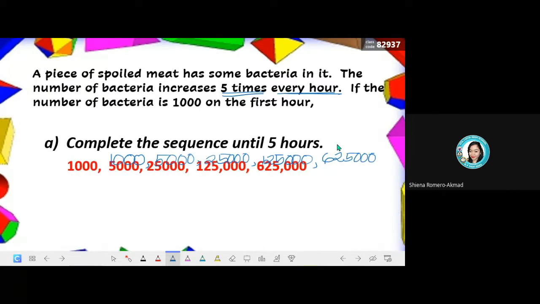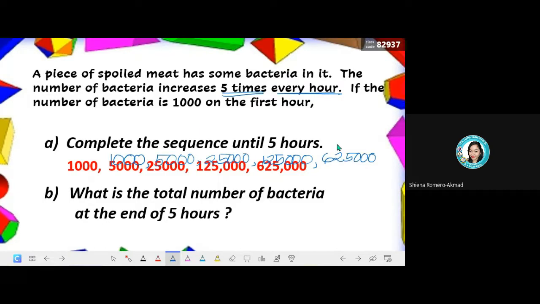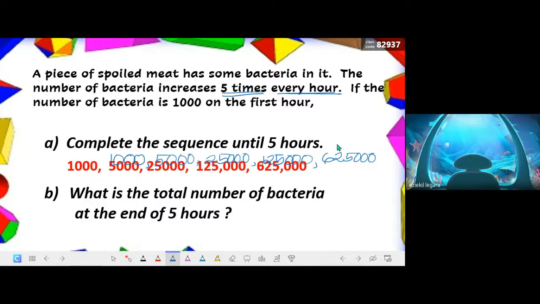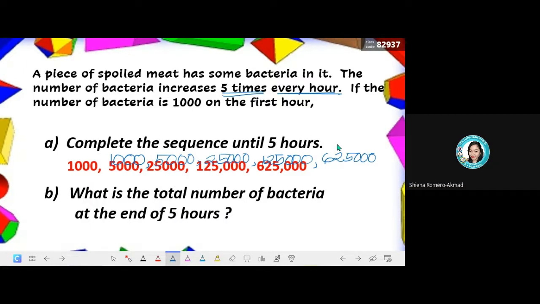Next, we have to solve for the total number of bacteria at the end of 5 hours. So, sa tingin ninyo, what is the total number of bacteria? 625,000. Yun ba yung total? Lahat-lahat? Kasi, sa umpisa, merong 1,000 bacteria. Tapos, nag-i-increase siya. So, aside from 1,000, nadagdagan pa ng 5,000. Nag-increase na naman siya, nadagdagan na naman ulit. So, what do you think is the sum or the total number of the bacteria?